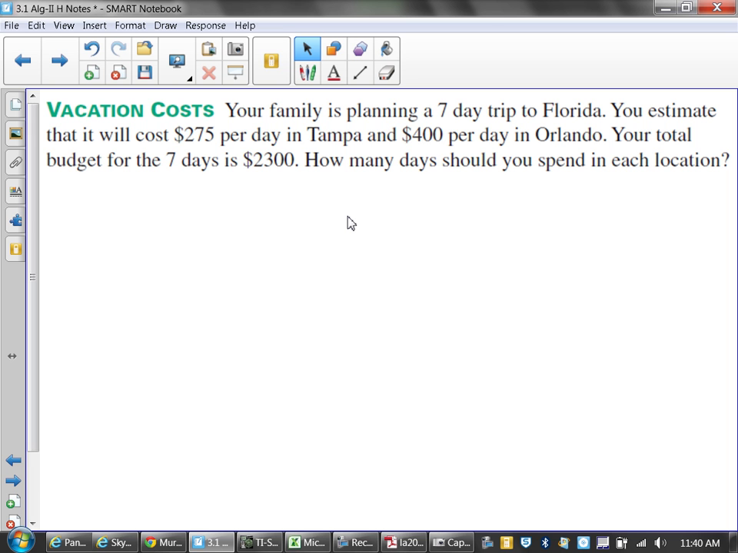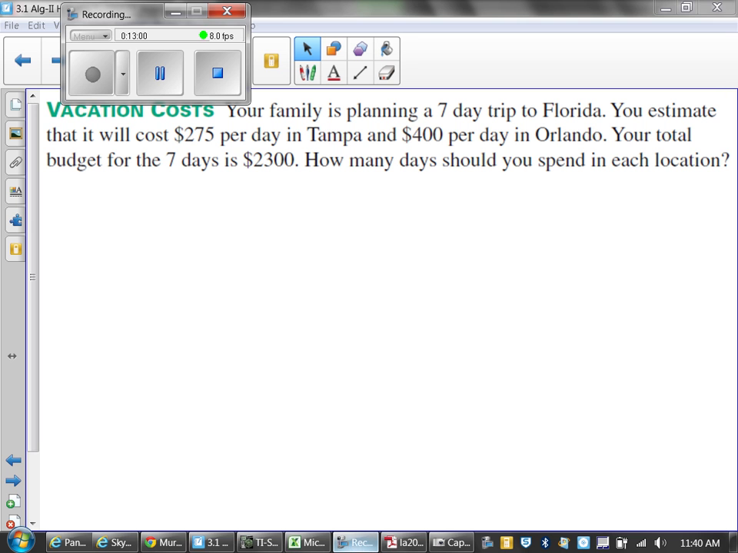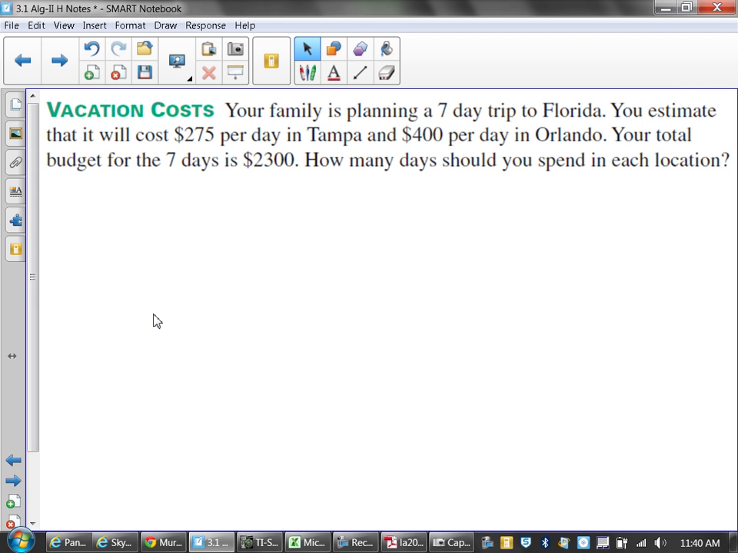So what this leads us to is that in this chapter we deal with a lot more word problems. What we need to be able to do is write our word problems out correctly. In this case, you are planning to go to Florida for 7 days. You estimate that it's going to cost $275 a day in Tampa and $400 a day in Orlando. You have budgeted $2,300 for the 7 days.